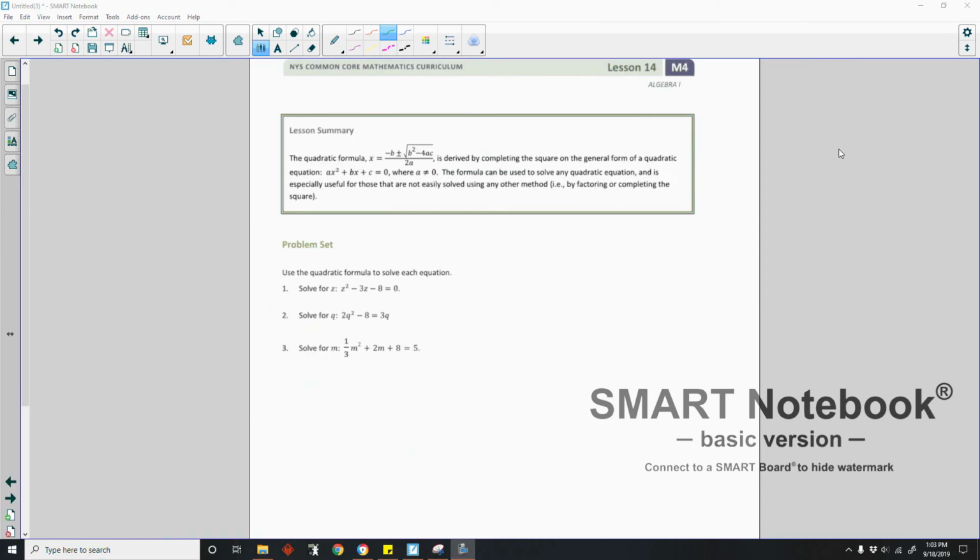Okay, page 4 brings us to the end of the lesson. That is the end of lesson 14. Review the lesson summary and go do your problem set.